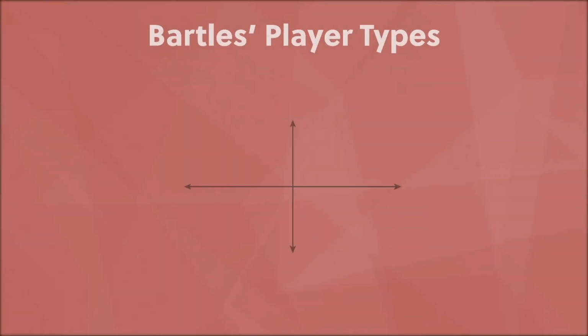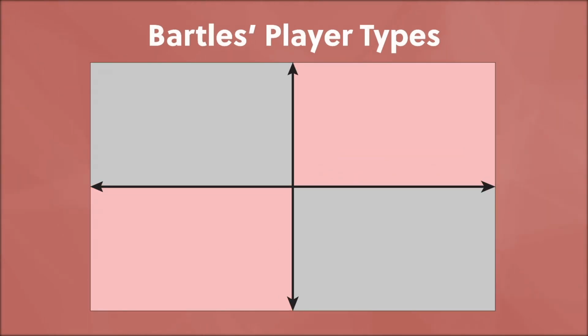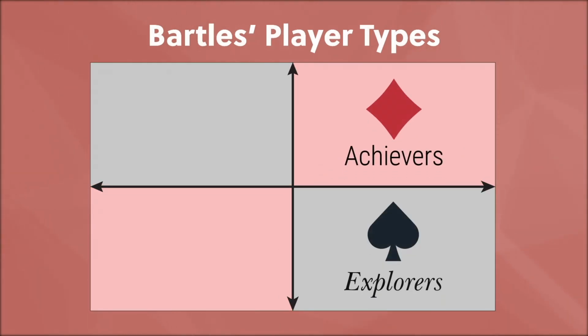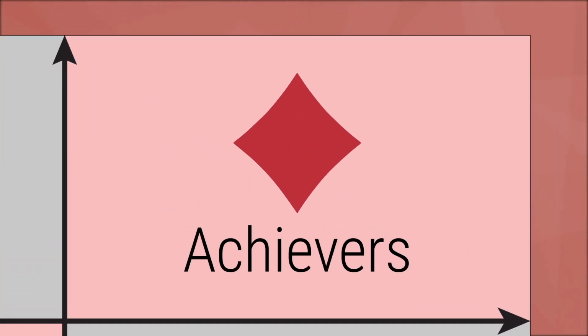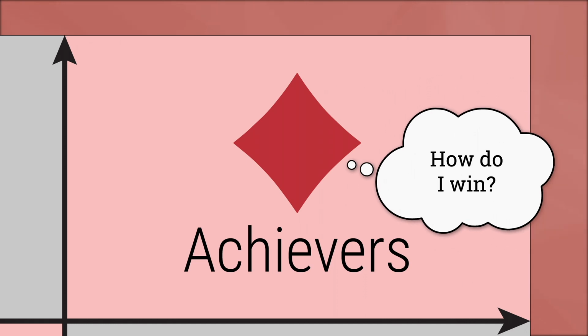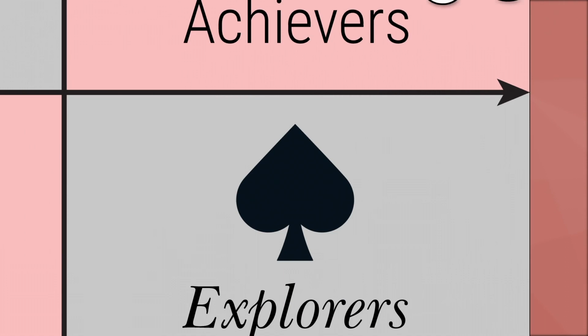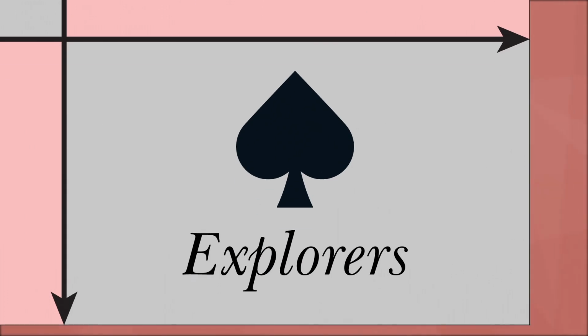Now, there's an analytic tool called Bartle's player types that many game designers have used to ensure their game appeals to a range of play styles. There are 4 quadrants in this model: achievers, explorers, socializers, and killers. Achievers are people who enter an environment and wonder, how do I win? How can I achieve dominance and glory? That's the achiever mindset.